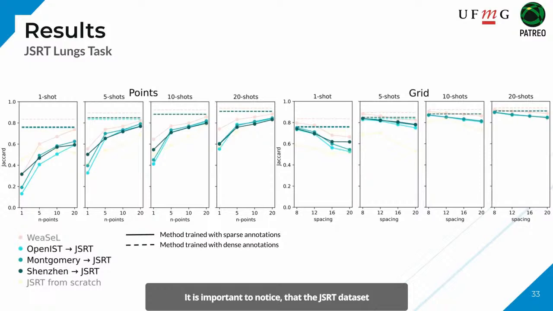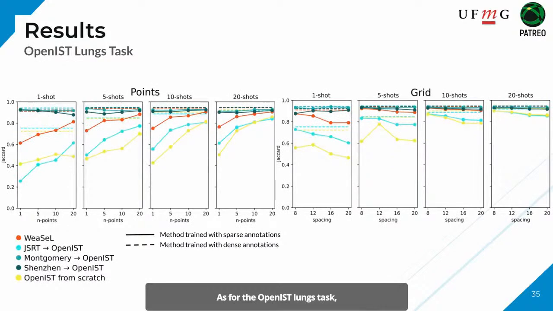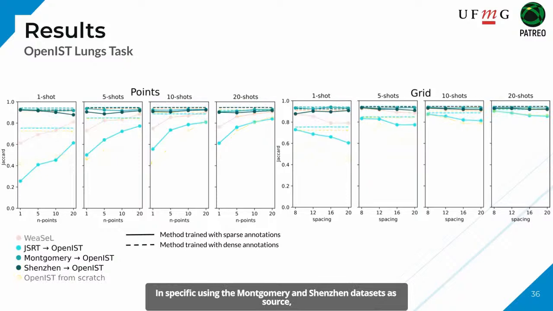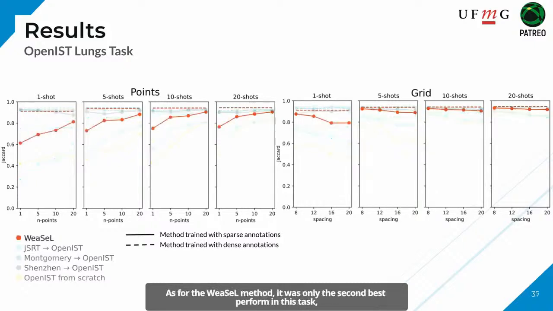It is important to notice that the JSRT dataset is the most distinct among the chest X-ray datasets, which can make fine-tuning difficult. As for the OpenIST lungs task, we observed that the best performers were some of the fine-tuning baselines. In particular, those that used the Montgomery and Shenzhen datasets as source, which are two datasets visually very similar to the OpenIST dataset. As for the WSLE method, it was only the second best performer in this task, still with competitive results.